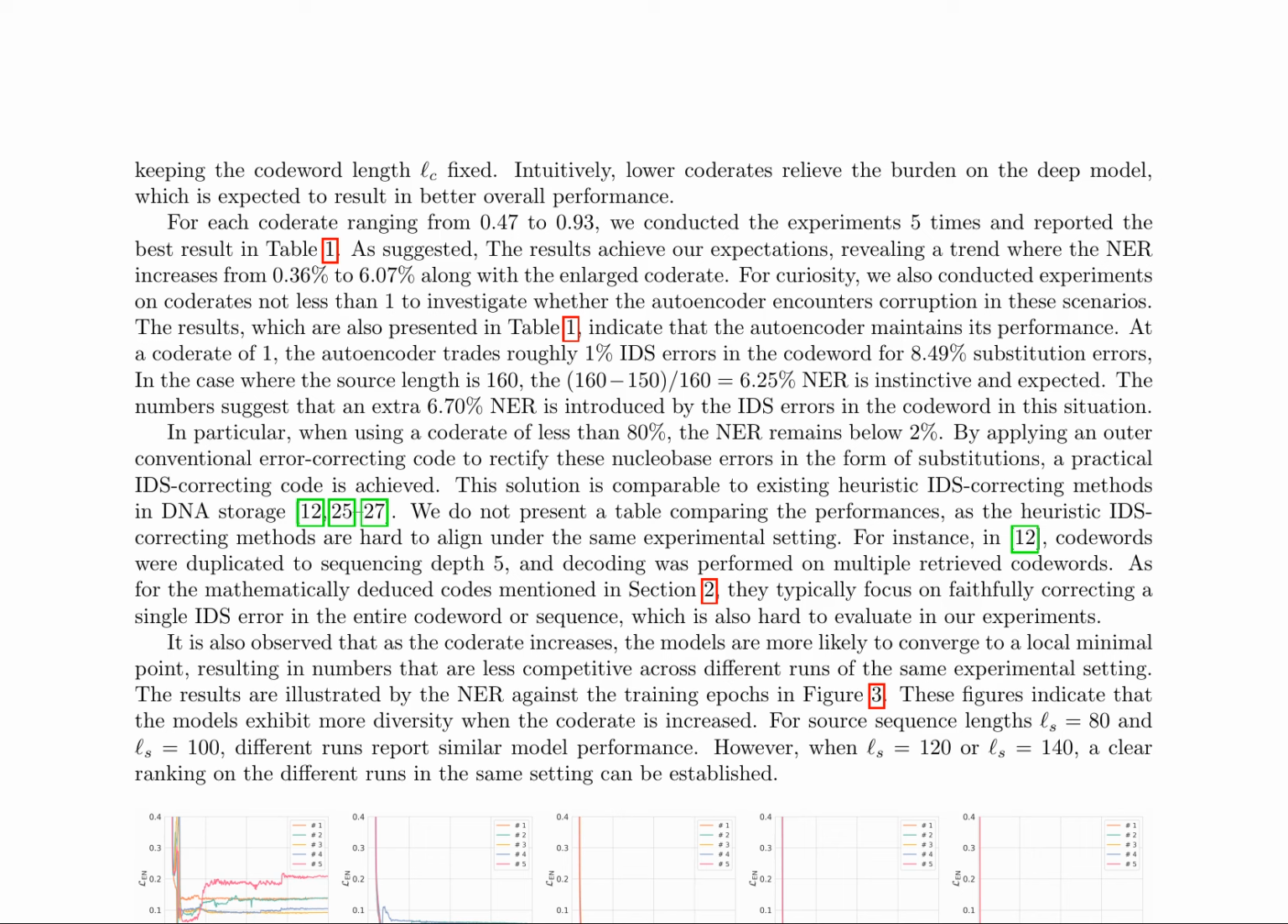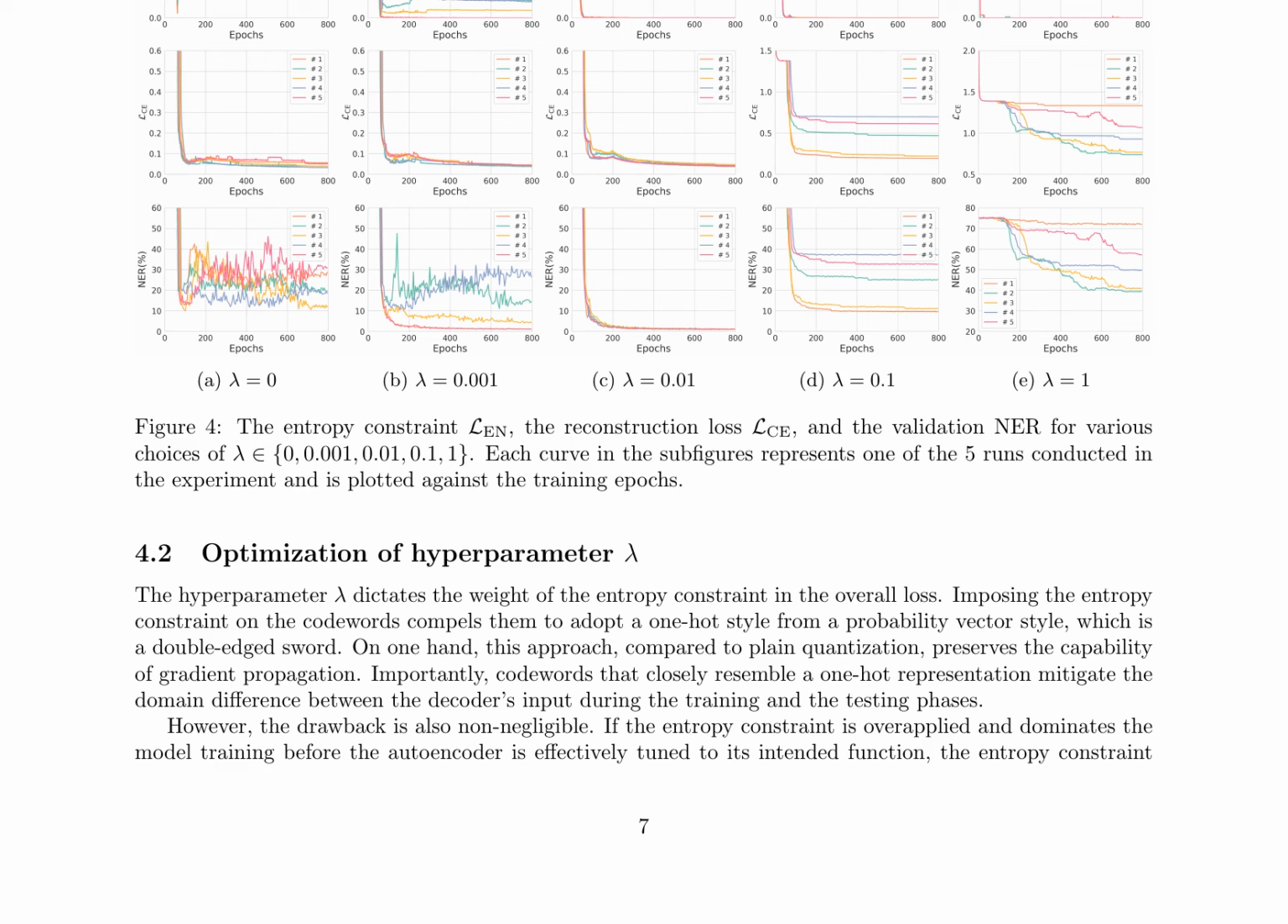When the source length is 160, the NER is intuitively expected to be around 6.25%, with an additional 6.70% introduced by IDS errors in the codeword. The results suggest that by applying an outer conventional error-correcting code to rectify nucleobase errors, a practical IDS-correcting code can be achieved, comparable to existing heuristic IDS-correcting methods in DNA storage.